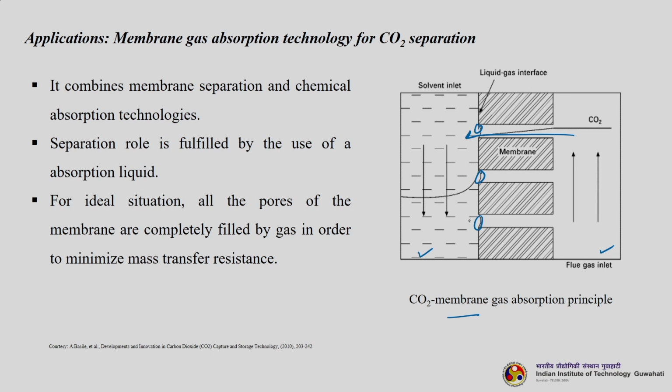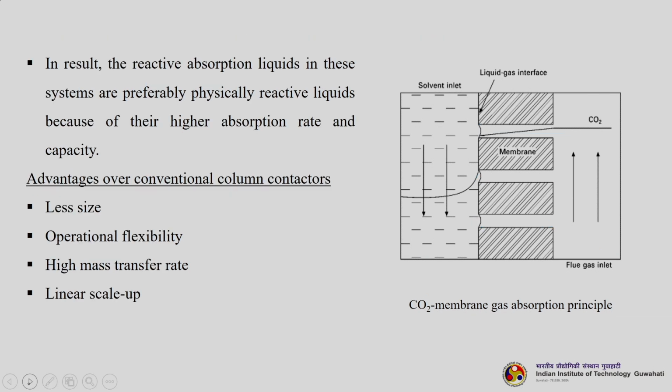Here at the liquid-gas interface, the carbon dioxide passes through the membrane pores and gets absorbed in the solvent or absorption liquid present on the upstream side. As a result, the reactive absorption liquids in these systems are preferably physically reactive liquids because of their higher absorption rate and capacity. The advantages are that it requires less size than conventional absorption towers, has operational flexibility, and is easy to maintain and operate. The rate of mass transfer is very high and, as you know, the scale up is linear.